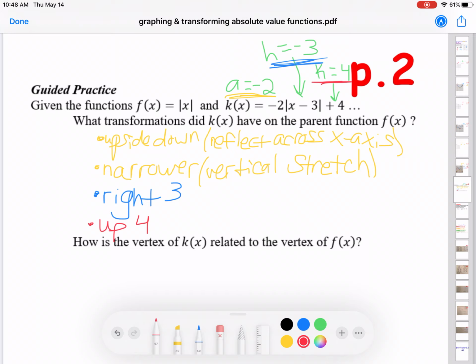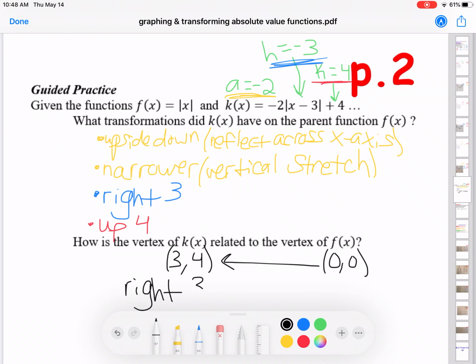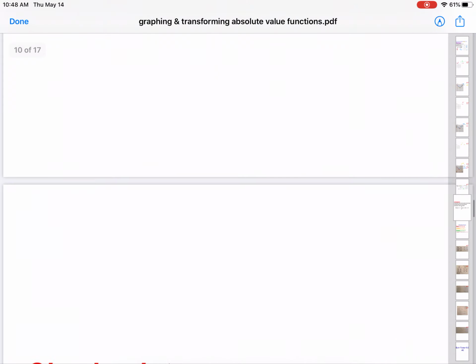And just to compare our vertex, which again is our turning point, or in this type of graph, it's kind of the center of that V shape. The original vertex of our parent function f of x, we know would just be 0, 0. And if we were to graph this new k of x function, you would see that its vertex is at 3, 4. So how has the vertex been moved? Well, if I went from 0, 0 to 3, 4, that means that my vertex has been moved to the right 3 and up 4. So you'll notice that those left to right, up and down transformations affect the vertex as well as the entire graph. So let's take a look at our checkpoint question.